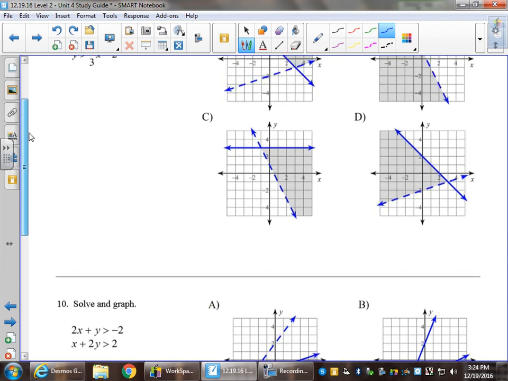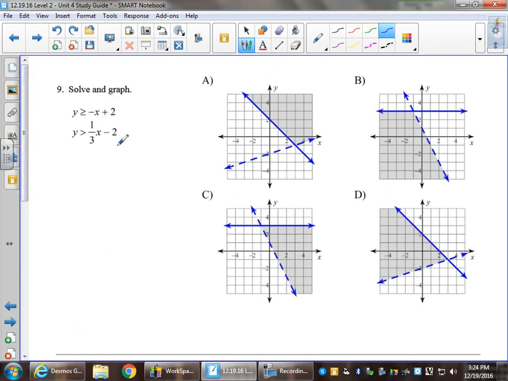9 and 10 are very important questions. There will be one just like 9 and 10 on the test. But I'm not going to tell you which. I'm not going to tell you if they're solved or not. Now, if they're solved, that's really nice. Process of elimination will help us out with something like number 9.